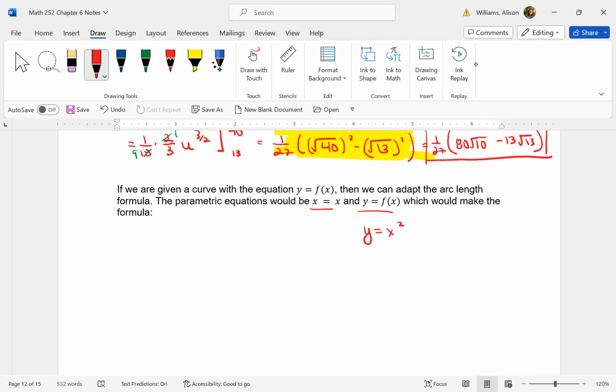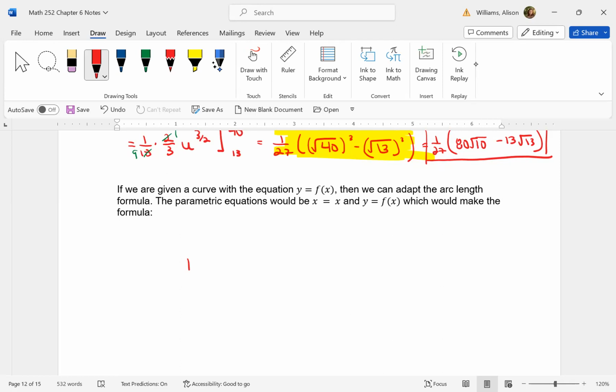In order to make it a parametric equation, I can say, well, then x equals x. Or if I want to be cute, I could turn it into a t, say y equals t squared, and then still x would equal t, whatever t is. That's just how you kind of manipulate it. But what that does is, if those are our two parametric equations, that does change the way the formula looks.